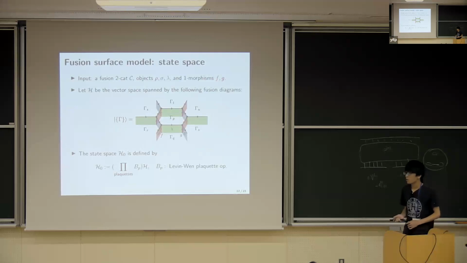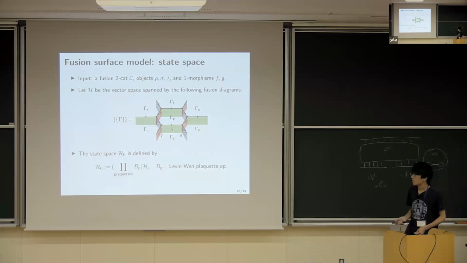And we want to generalize this construction to one higher dimension. So in order to construct 2+1 dimensional lattice models, we first choose a fusion 2-category C. And this will become the symmetry of the model. And then in addition to this, we also choose three objects, rho, sigma, lambda, and two 1-morphisms F and G. And here, these two 1-morphisms F and G are topological interfaces of topological surfaces rho, sigma, and lambda. So these objects and 1-morphisms are not independent of each other. But anyway, from this input data, we can construct a large family of 2+1 dimensional lattice models whose symmetry is described by this input fusion 2-category C.